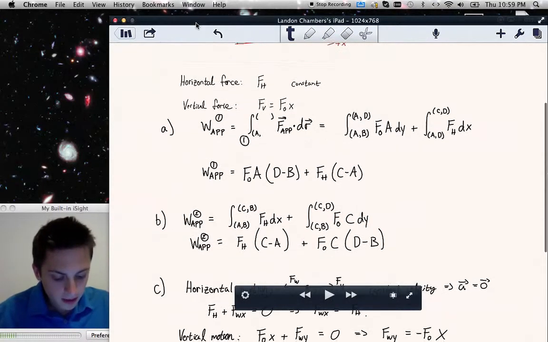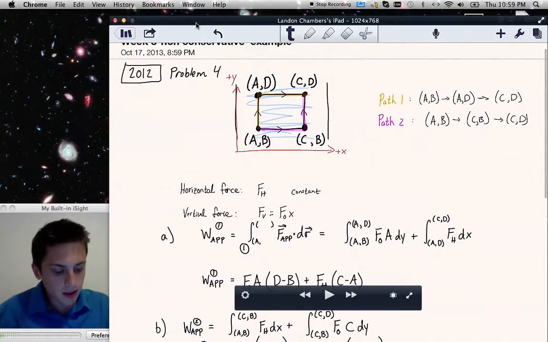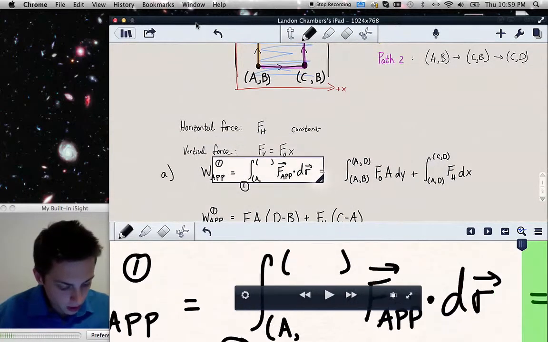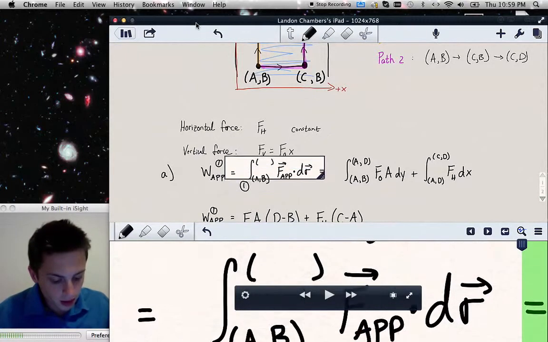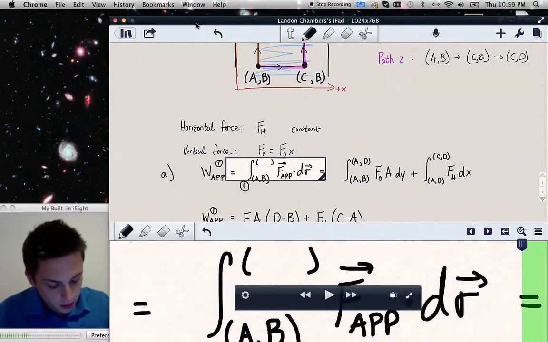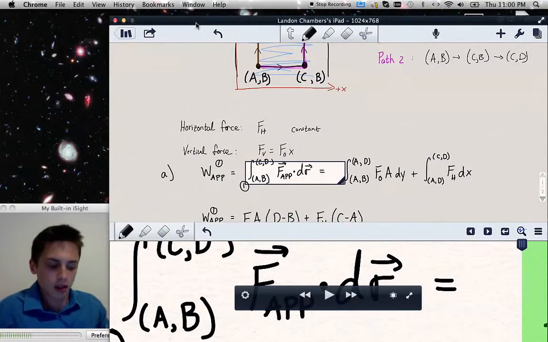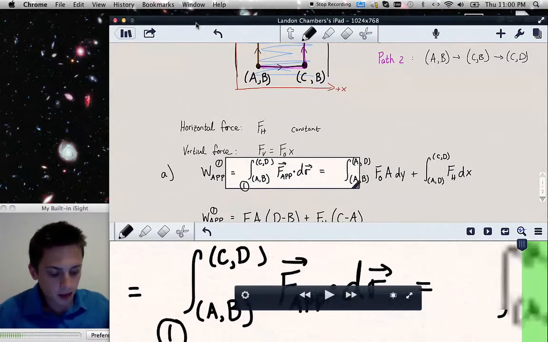So let's look at part A, where we look at the work done along path 1. So once again, that is the path which goes from AB to AD, and then from AD to CD. So it looks like I left something off down here. So let's get this fixed. We're going from AB, and we're going to use the definition of work. So that's the integral from our starting point, AB, to our ending point, CD, of the force applied dr. And this is an integral over path 1, as indicated by that 1 in the circle.